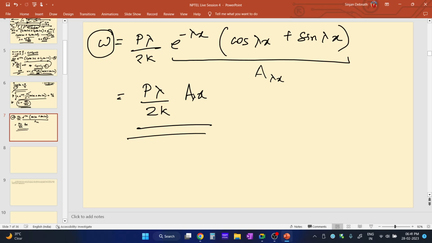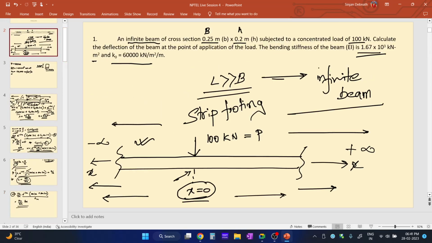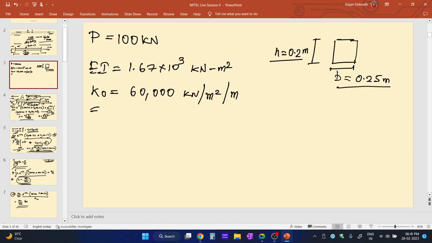So what is the question? Let me just go to the question once. So that is all for the derivation, a small brief. Now we'll solve the problem. An infinite beam of cross section 0.25 meter breadth and 0.25 meter height. This is the breadth, this is the height.